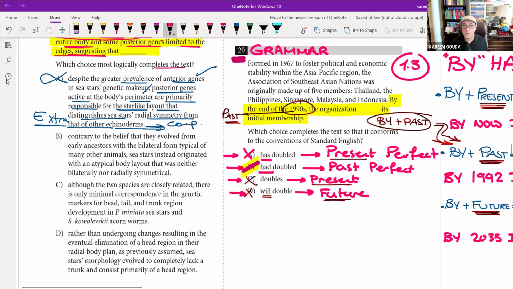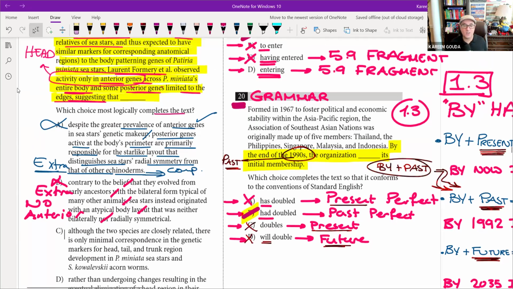B: contrary to the belief that they evolved from early ancestors with the bilateral form typical of many other animals, sea stars instead originated with a typical body layout that was neither bilateral, etc. Why? Because it says nothing about anterior. Look here, guys. This is very easy if we just try to guess.